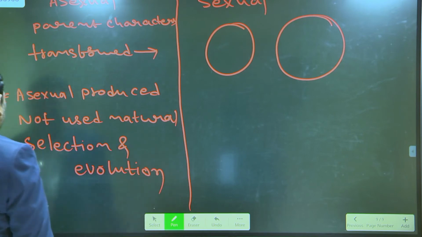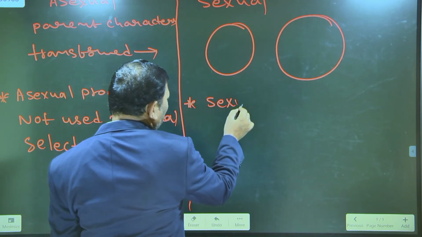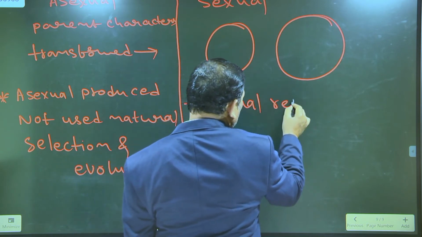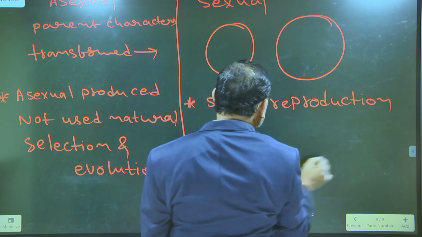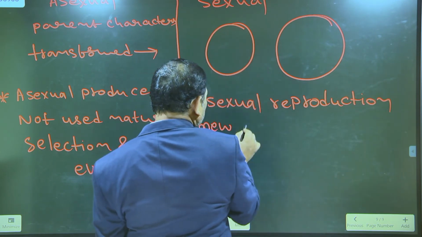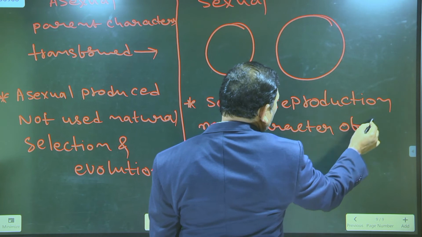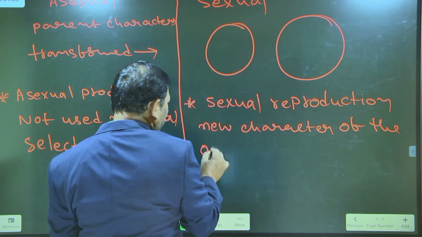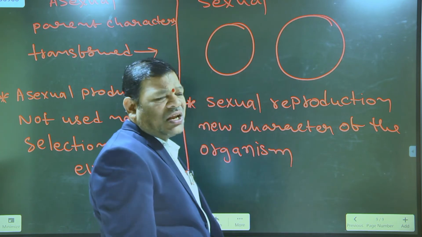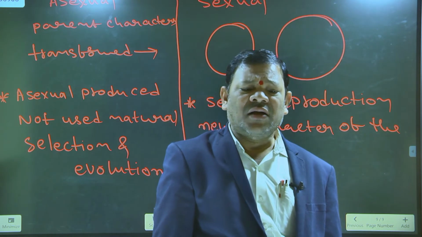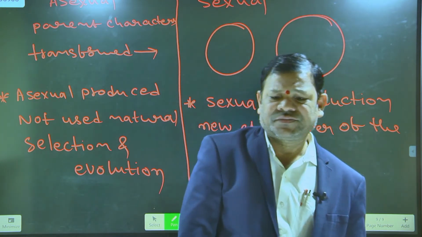Here in sexual reproduction, we get new characters of the organisms. So that's why this is very useful for evolution and natural selection. Is it clear? Yes, sir.